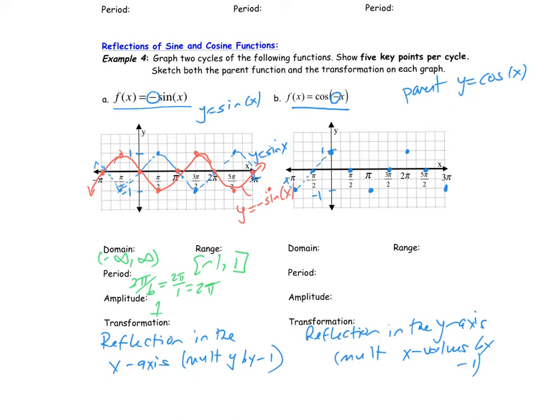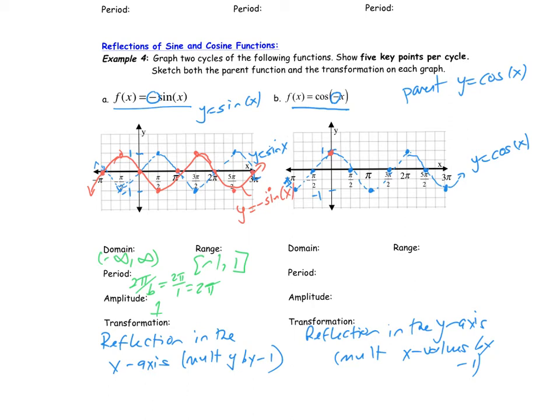So I'm going to dash in the parent function. Make sure you put arrows on the ends and show that it's curving back up in this case. So y equals cosine x, that's the parent function. And now we're going to graph y equals cosine of negative x, which means we're going to reflect each point over the y-axis. So 0, 1 stays at 0, 1.